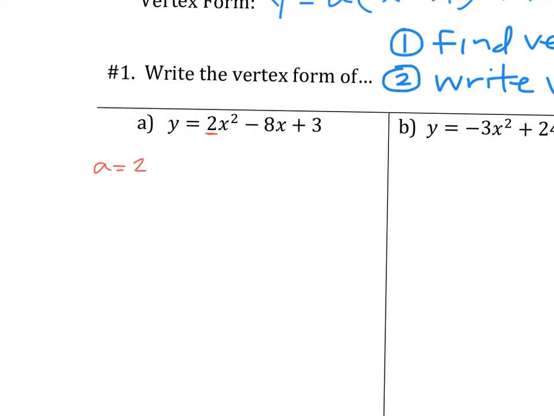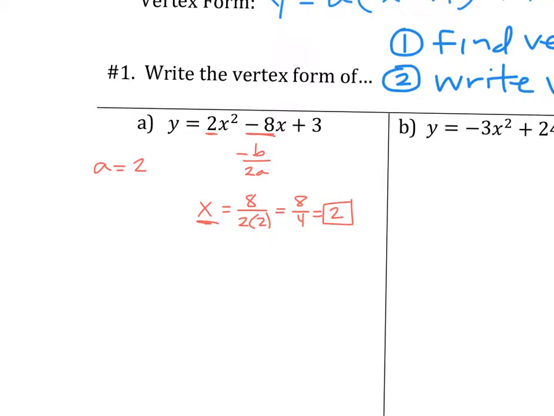Then we need to find the vertex. So vertex is negative b over 2a for your x value of your vertex. What is negative b right now? A positive 8, right? Here's your b term. Negative 8 is b. A negative 8 is a positive 8 over 2 times what? 2. Times 2. Okay, so our x value is going to be 8 over 4, or 2. That is the x of my vertex.